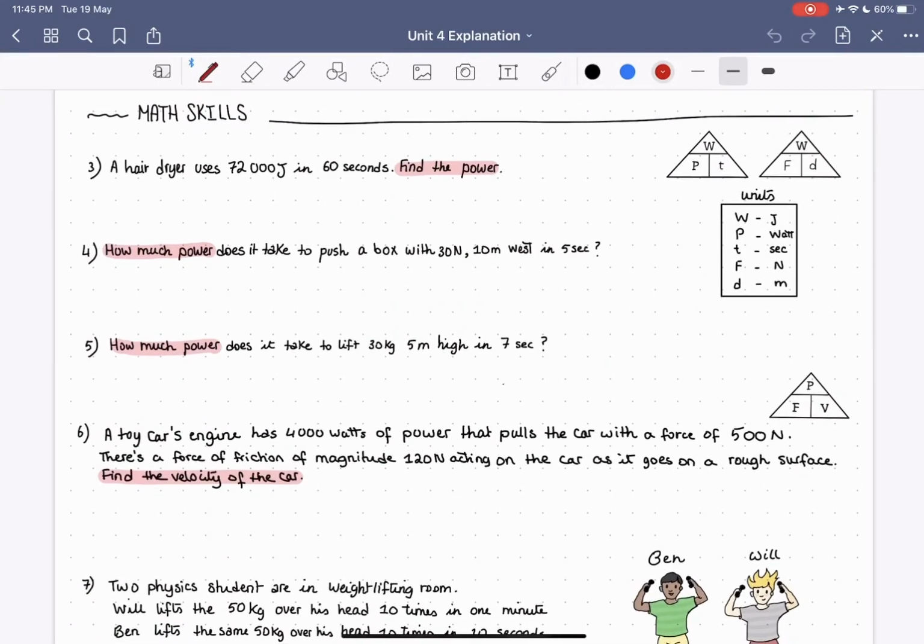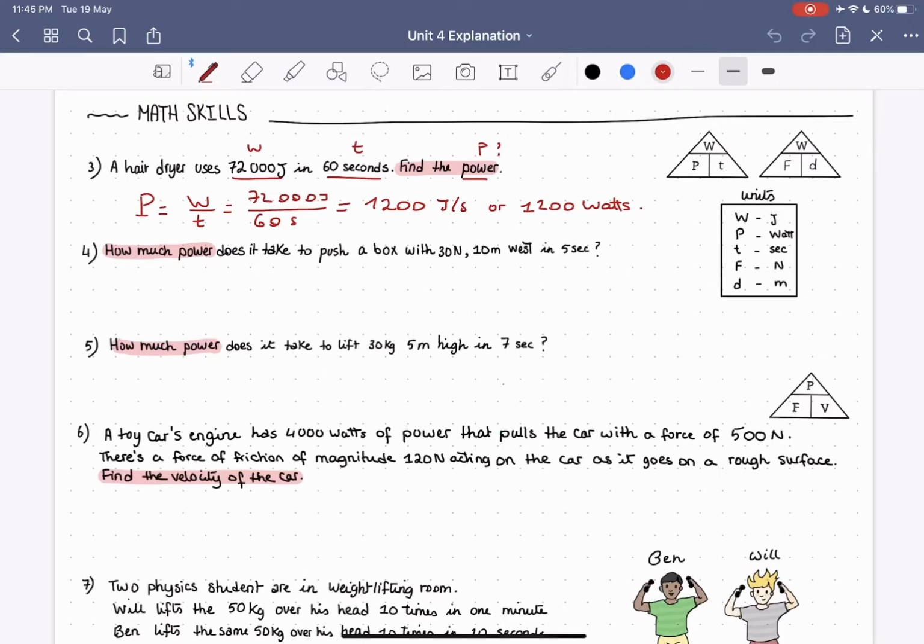Jumping to some math skills, we have a hairdryer that uses 72,000 joules in 60 seconds. We need to find the power. This is the work, that's the time, and we need to find P. So power is equal to the work divided by the time. So it's 72,000 joules over 60 seconds, and this will give you 1,200 joules per second, or you can say 1,200 watts. I'm going to use watts in the questions.